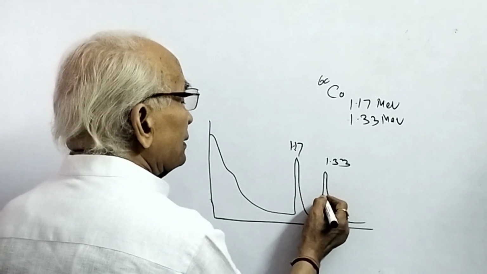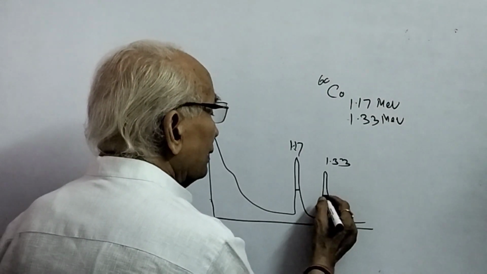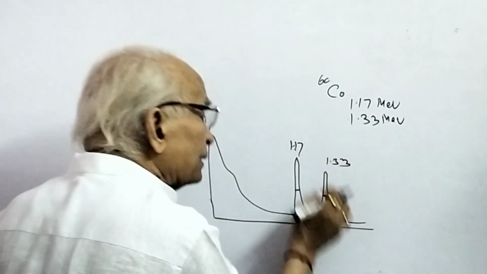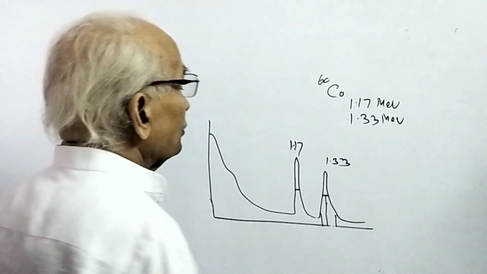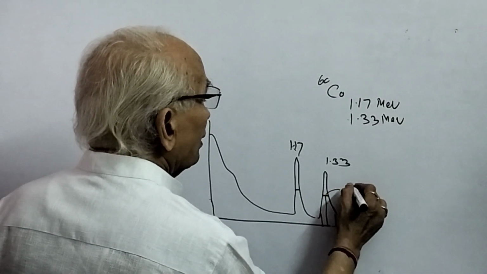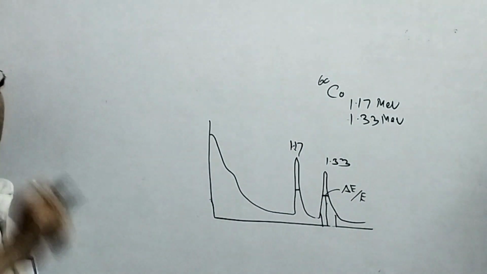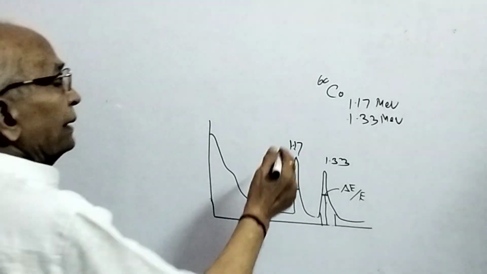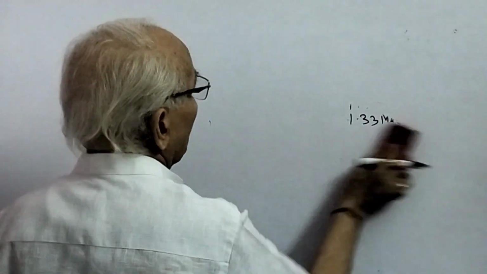But remember that this must be small. Otherwise, if any gamma ray is lying very close here or here, these gamma rays will come within this envelope, and we cannot separate them. So this delta E over E is an important factor, and it should be minimum so that you have a good spectrometer. Like this, you can have peaks of various gamma sources.